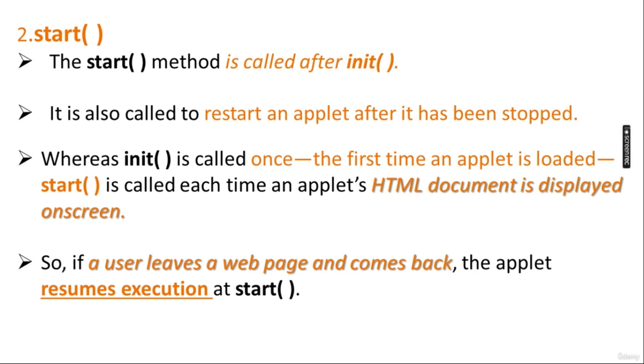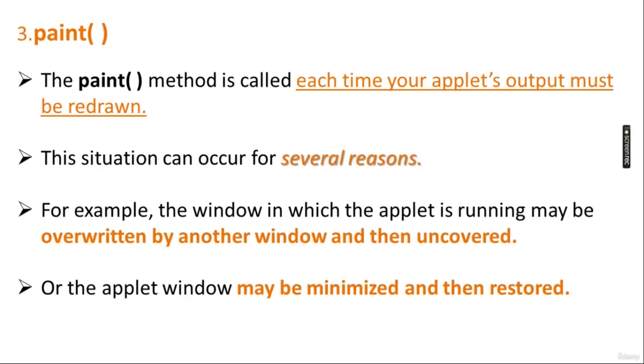Second is the start method. It's called after the init method. It is also called to restart an applet after it has been stopped. So init will be called only once, while start can be called again to restart the applet. Init is called once, the first time the applet is loaded. Start is called each time the applet's HTML document is displayed on screen. So if a user leaves a web page and comes back, start will be called again.